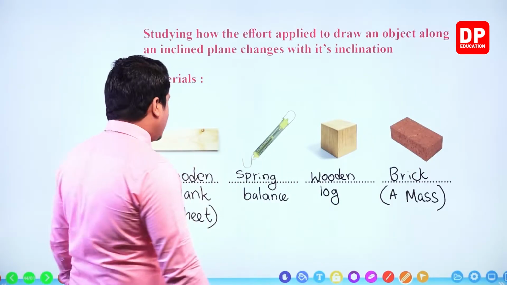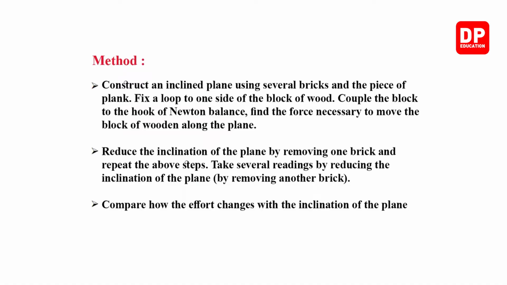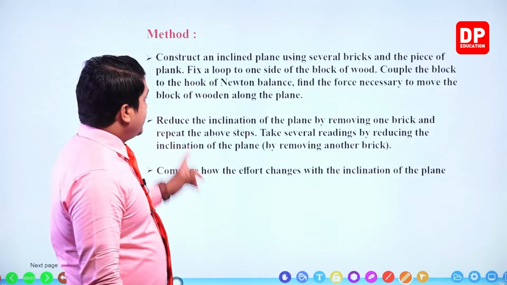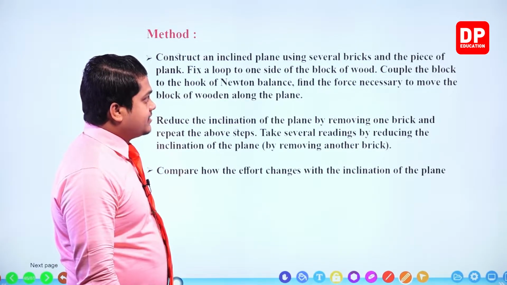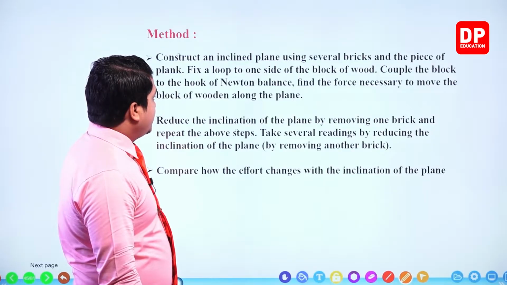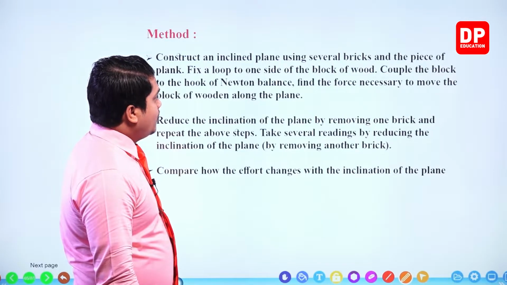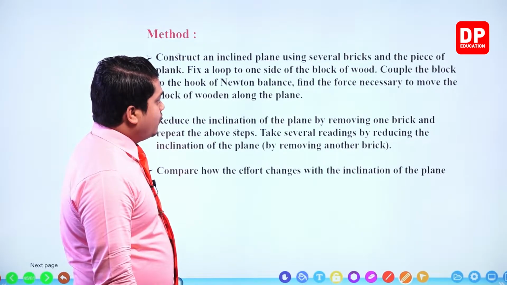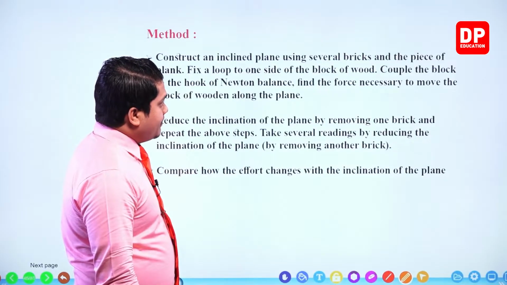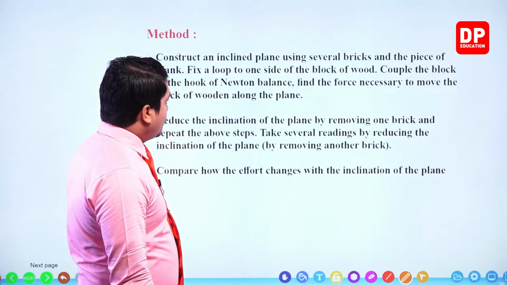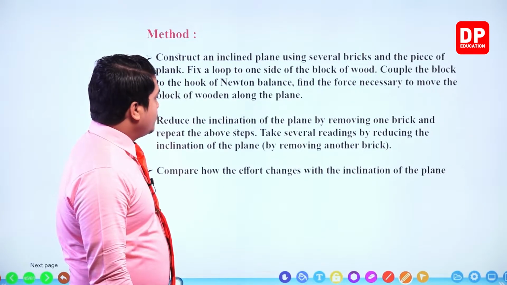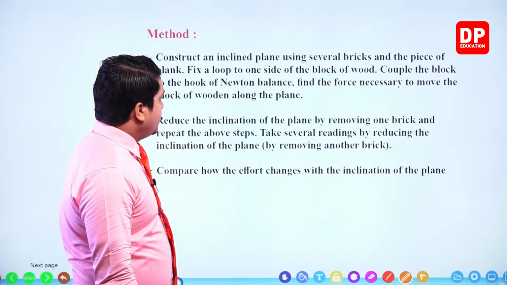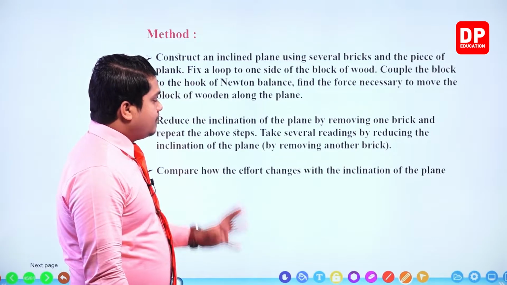So now let's head on to see the method of doing the activity. Now in the method, my dear children, here it is given: construct an inclined plane using several bricks and the piece of plank. Fix a loop to one side of the block of wood. Couple the block to the hook of the Newton balance. Find the force necessary to move the block of wood along the plane.